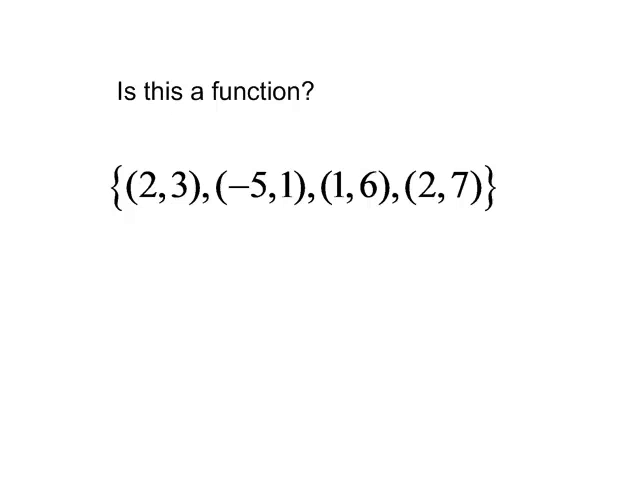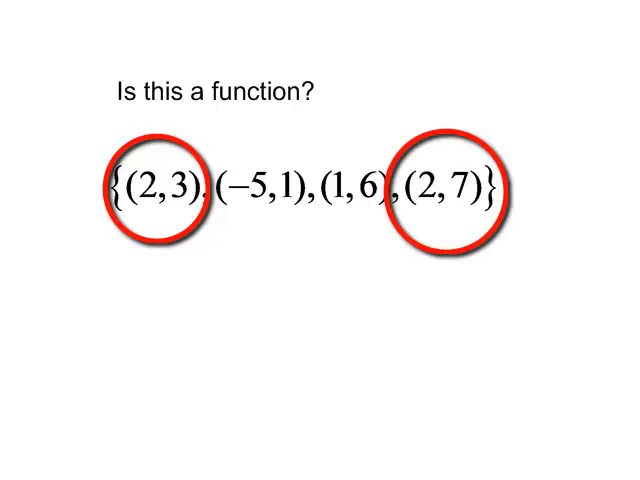Let's try one more. Is this a function? I have a set of points: (2, 3), (-5, 1), (1, 6), (2, 7). Maybe some of you already know that this is not a function. I have an x that is a 2. It is paired with 3. Later on, I have the same x, another 2. This time, it is paired with 7. This is not a function.